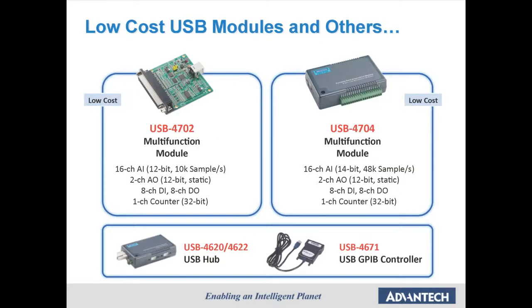To satisfy different application requirements, we also provide 2 low-cost multifunction USB modules, the USB 4702 and the USB 4704. You can also use the USB 4620 and the USB 4622 to increase the available number of USB ports on your computer. If you want to use your computer to control instruments with the GPIB interface, like a scope or DMM, the USB 4671 is an ideal solution to integrate data acquisition with instrument control together on your computer.